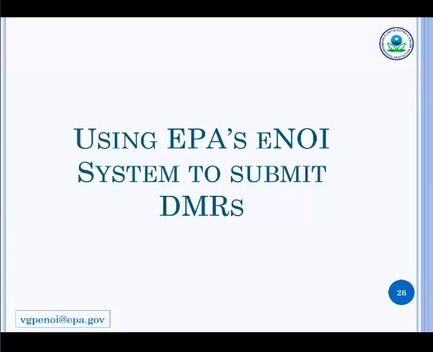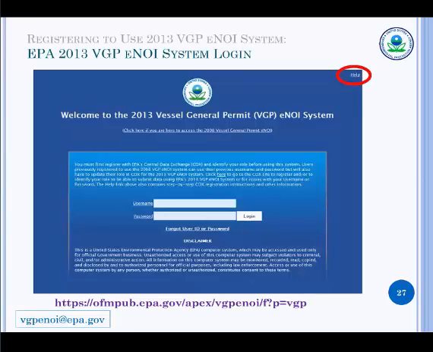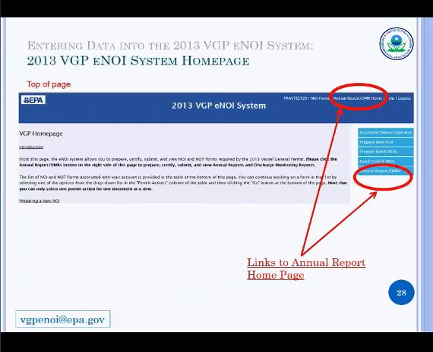So let's now move into using the ENOI system to actually submit those DMRs. I'm not going to walk through how to register and log in. We discussed that during the last webinar. But if you still are not sure, from the main page, you can click on the help link in the top right corner of the login screen for more information on how to do that. And recall that once you log in, you have two options to click on to go to the annual report DMR portion of the system as shown on this slide, either the link on the top or the button on the side.